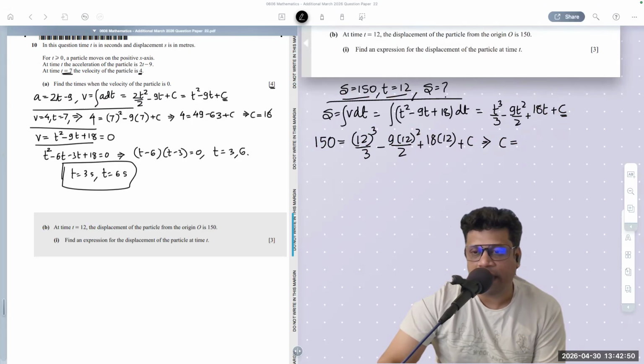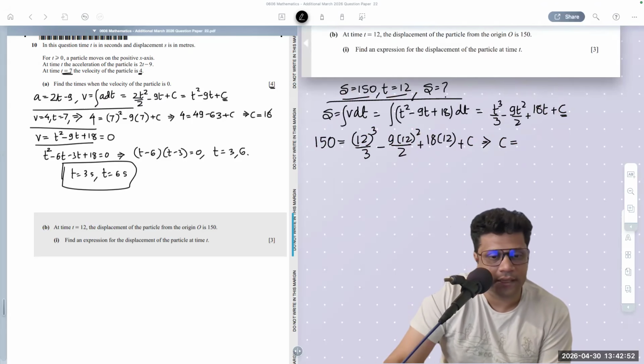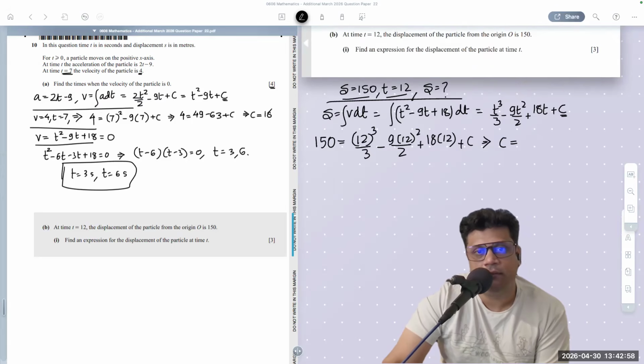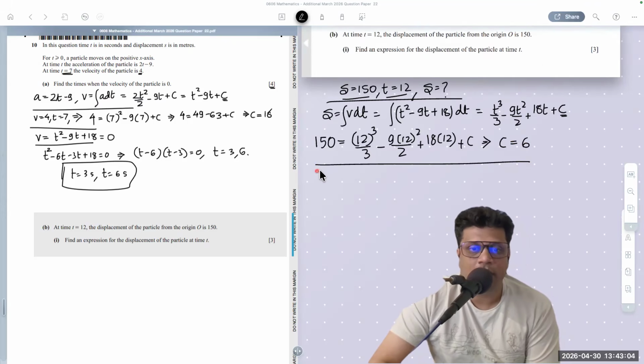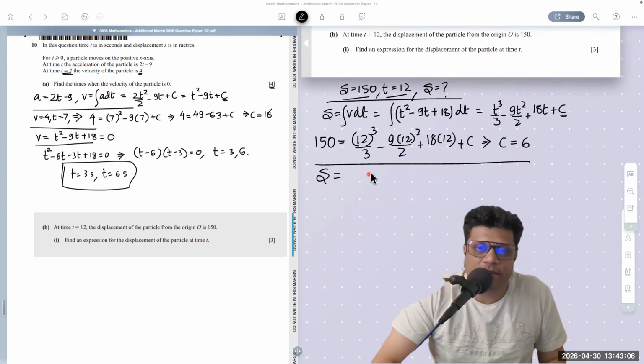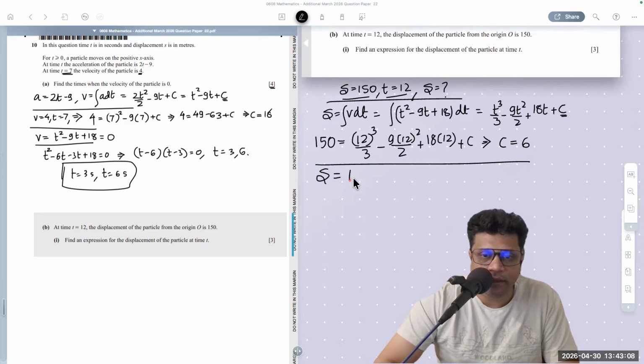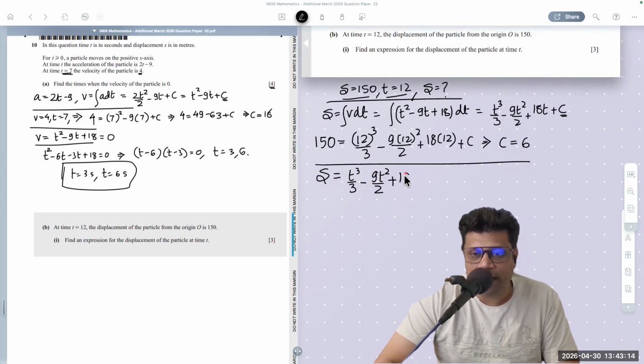This means that c comes out to be, let's just quickly find out what it was. I don't have a calculator right now. Let's see. Six. C comes out to be 6. Now the expression for displacement is going to be t cubed by 3 minus 9t squared by 2 plus 18t plus 6.